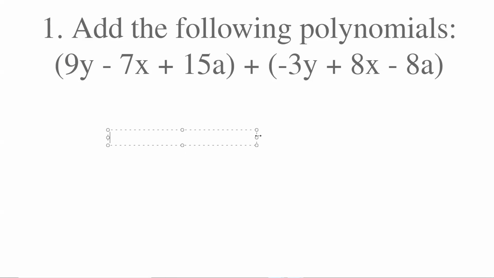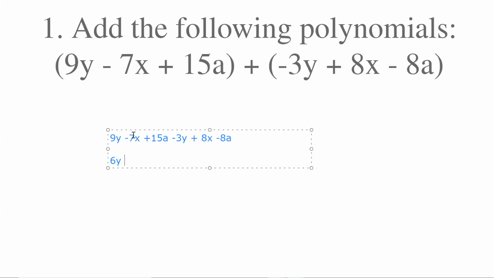So if I combine all of my like terms here and create a whole new simplified problem, what would it be? I'm going to remove all the parentheses first. So Marlene, now I've got 9y minus 7x plus 15a minus 3y plus 8x minus 8a. All right, so let's combine the y's first. So we got 9y minus 3y. And what is that going to equal? 6y. All right, 6y. So the y's are combined.